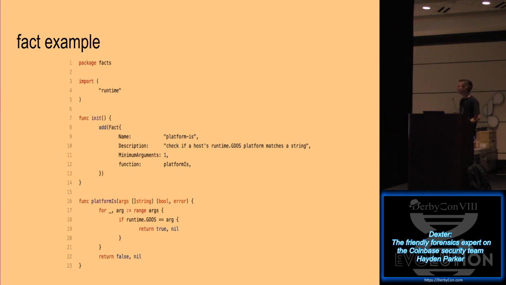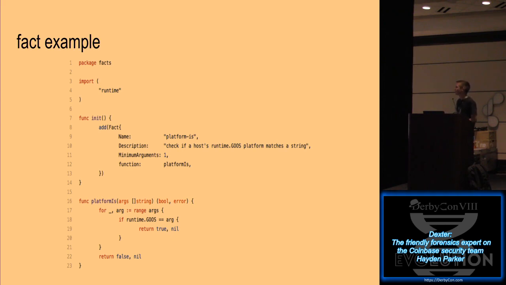Okay, I think we're on to... Oh, no, examples, not demos. Okay, examples. So this is a fact. This is the platform is fact. It's like what we saw in that example, right? Platform is Linux. Okay? So this is the entirety of the code you need to add that to Dexter, minus tests, which are a good idea.